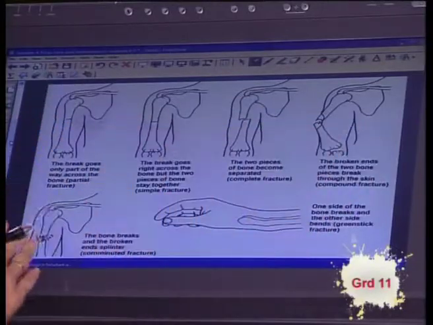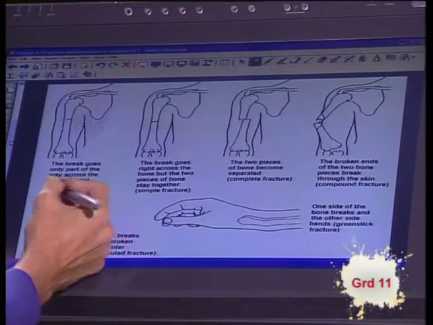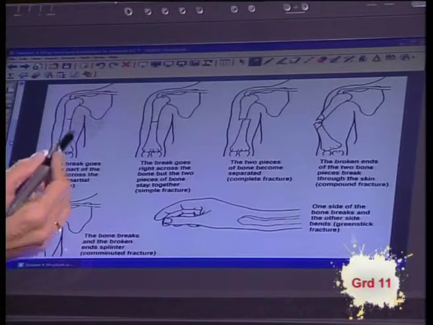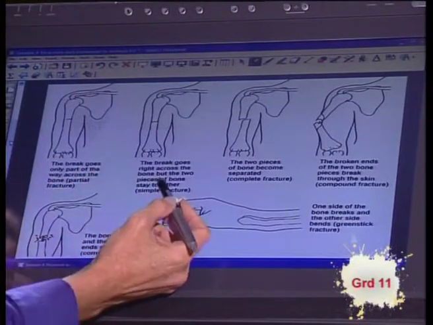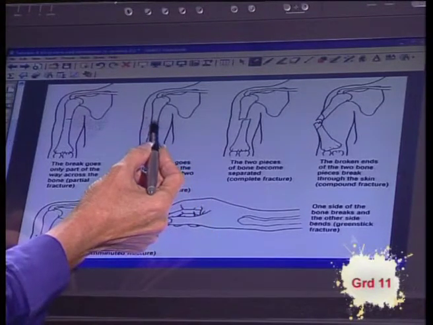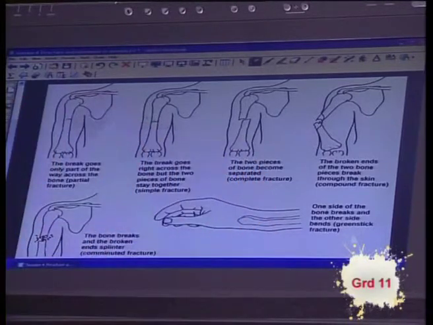What I did here was give you a whole variety of different types of fractures. Here we have a partial fracture, so the bone isn't broken all the way through. Here you have a simple fracture. It's simply a break all the way through the humerus. Then we have a complete fracture, where the bones are not just broken, but actually move apart. The bones are not even touching each other anymore. There's nothing holding it in place anymore.